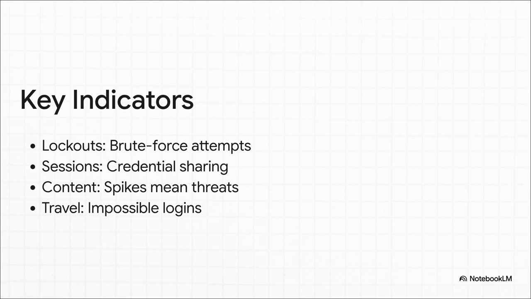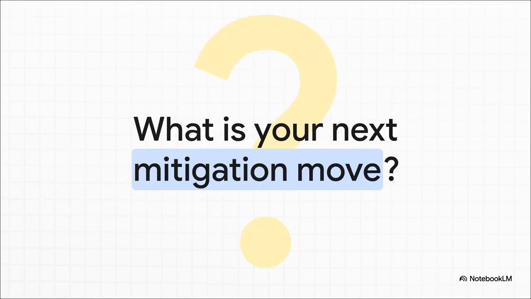Number 1, account lockouts. Always watch for brute force attempts. Number 2, concurrent sessions. Check for credential sharing or unauthorized access. Number 3, blocked content. Investigate any sudden spikes for active threats. And number 4, impossible travel. Just remember, teleportation isn't real, so this always flags geographically impossible logins. You now have the toolkit to spot the clues and analyze these indicators of malicious activity.